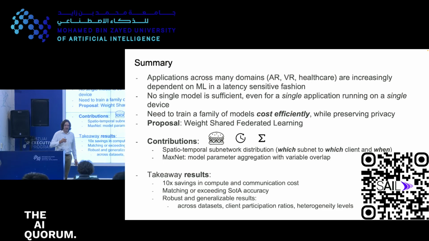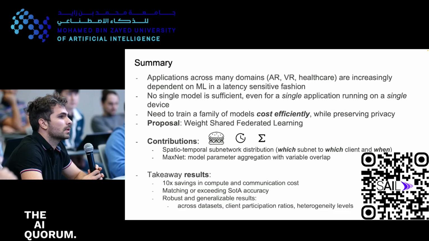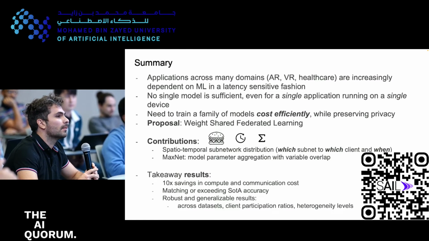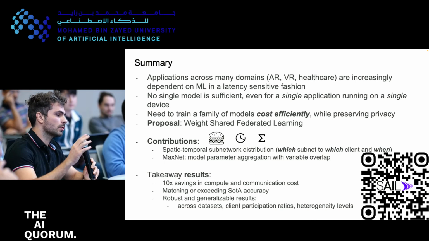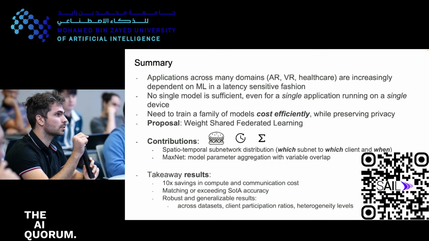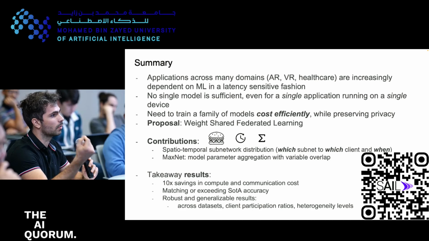Hi, Alex. Great talk. Thanks. One question is on the sandwich part that you mentioned. You assume partial participation with different participation rates. During federation, do you assume that you always have a client that can run the maximum model of your supernet?